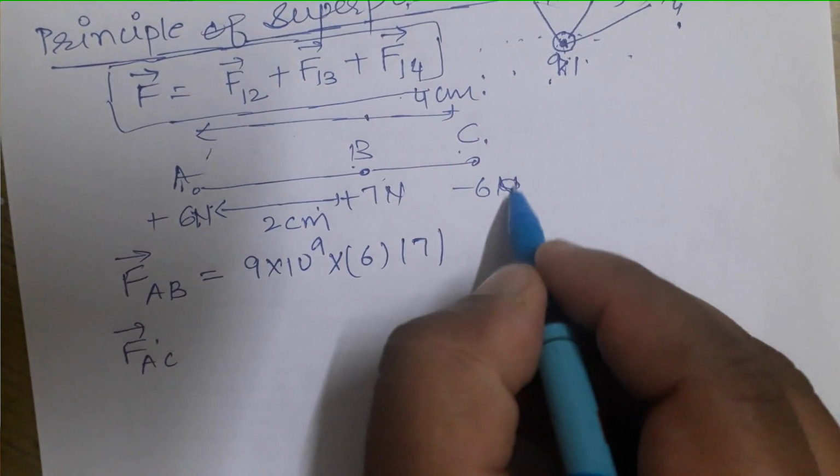Leave out the charge on which you are finding the force. First write the force formula, you know that 9 into 10 to the power 9, first charge 6, second charge 7, take only this, sorry, but not Newton.